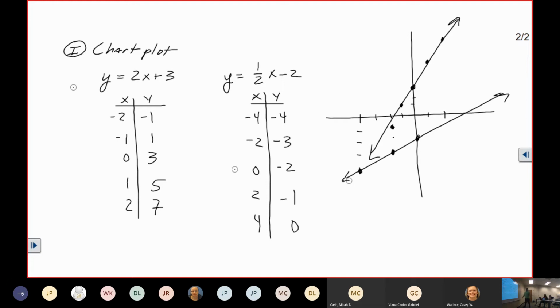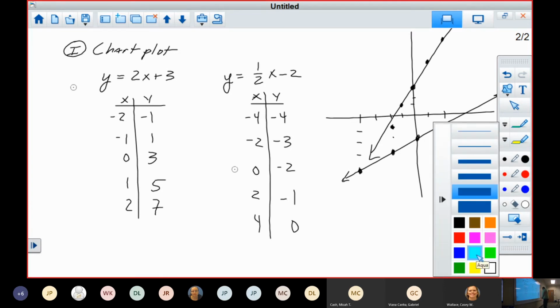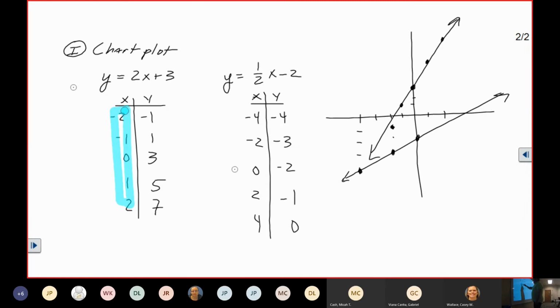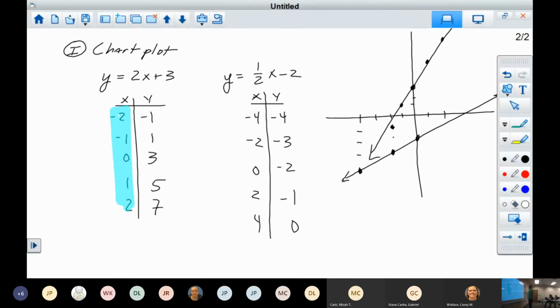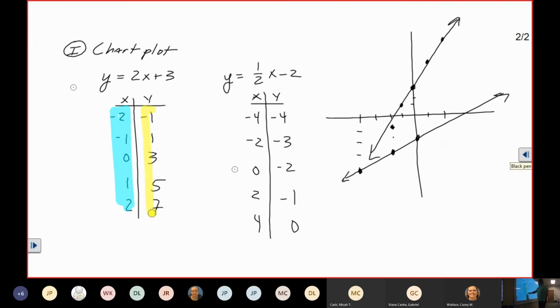All right, so this is method one, chart plot. You do it when y is by itself. Go to the next method. Oh, one other thing. Take your highlighter. By the teacher, what is the domain of this function? The domain of this function is -2 to +2. The range is -1 to +7.